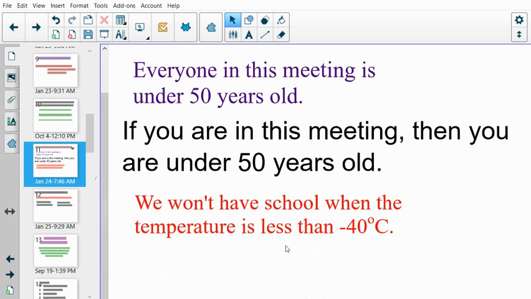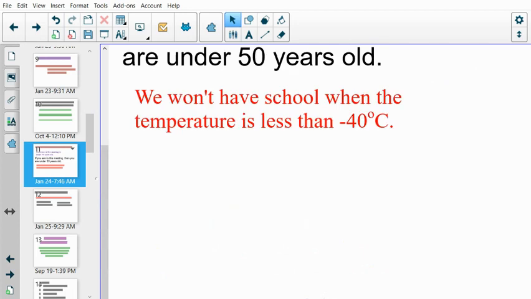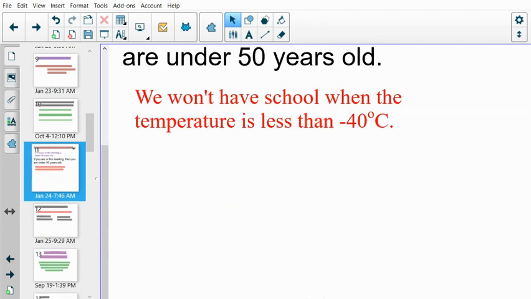We won't have school when the temperature is less than negative 40 degrees Celsius. Personally, I believe that this may not be true this year because we can do this distance learning thing. But I'm not worried about whether this is true or not. I'm only worried about expressing this as a conditional statement. So once again, go ahead and pause the video if you would like to. Write this down as a conditional statement and come back in a moment. And when you unpause it, I will write down what I think a good sentence would be.